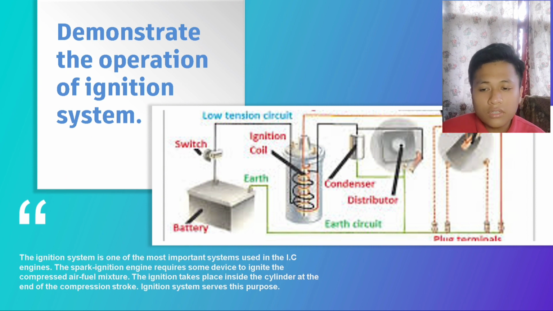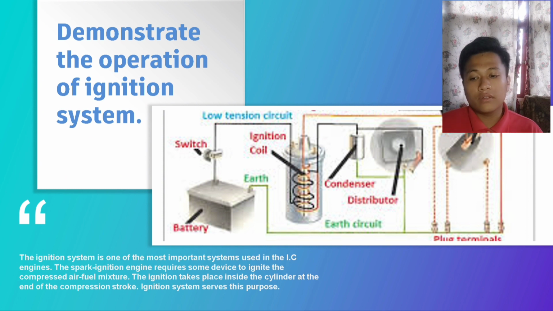A compression ignition engine does not have such an ignition system. In a compression ignition engine, only air is compressed in the cylinder, and at the end of the compression stroke, the fuel is injected and catches fire due to the high temperature and pressure of the compressed air.